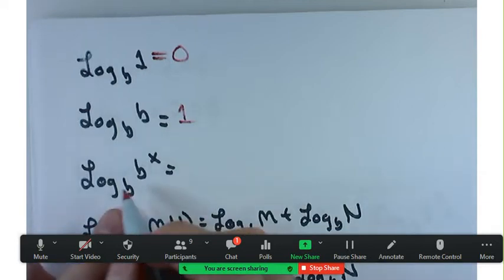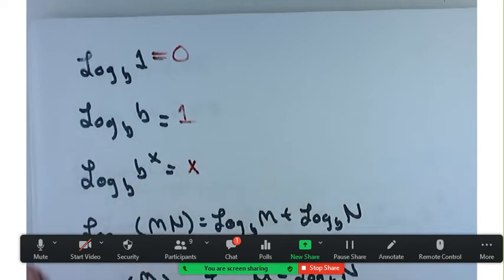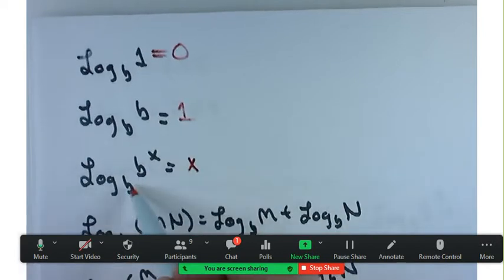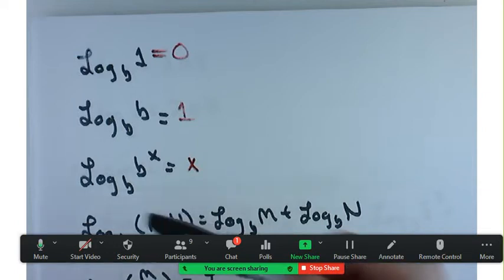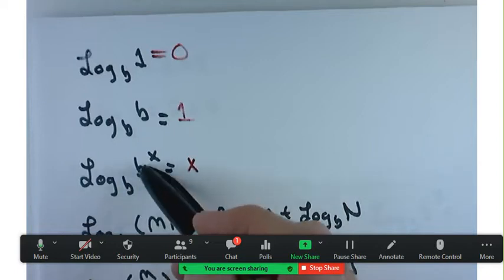Finally, log base b of b to the x. Any ideas? Doesn't that just equal x because the b's cancel? Yep, the b's kind of cancel. Basically what's going on here is you've got a function and its inverse. If you cube a number and then take its cube root, you're going to get back to where you started. If you square a number and then take its square root, you're going to get back to where you started, assuming you started with something positive. So the same things happen here. You've got a function and its inverse.